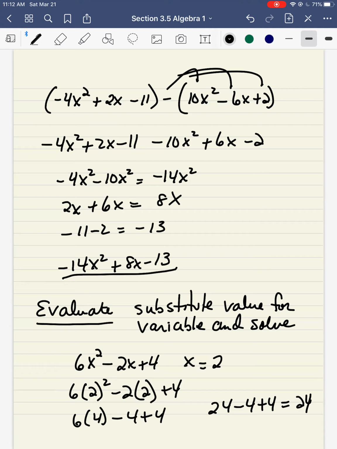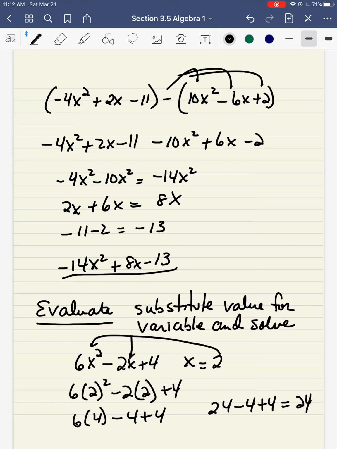Evaluating. When you're evaluating a polynomial, you're substituting the value they give you in for the variable and solving. So for instance, I have 6x squared minus 2x plus 4, and it says to evaluate when x is equal to a 2. So I want to put that 2 wherever I have an x. So I'm going to have 6 parentheses 2 squared minus 2 times a 2 plus 4. Again, the 2 is going in wherever I have an x.